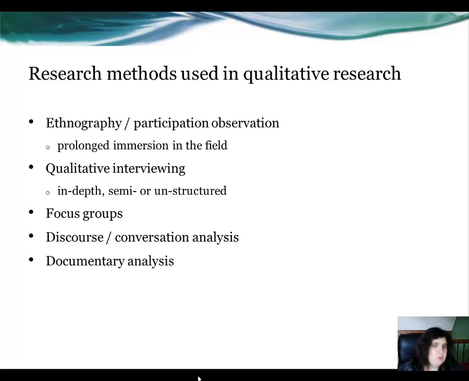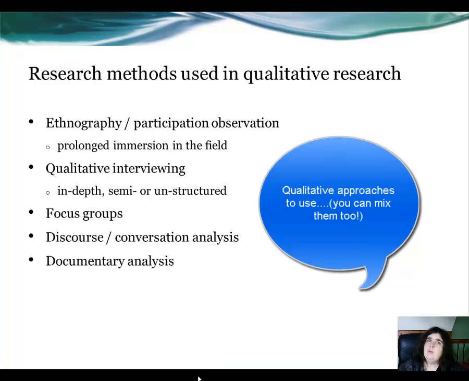What you may do more so for your thesis, which is worth 24 ECTS credits, is more the qualitative interviewing, where you may do in-depth, semi-structured or unstructured interviews. You may decide to do focus groups, which we will discuss in a while.